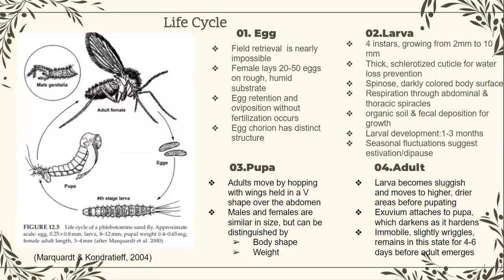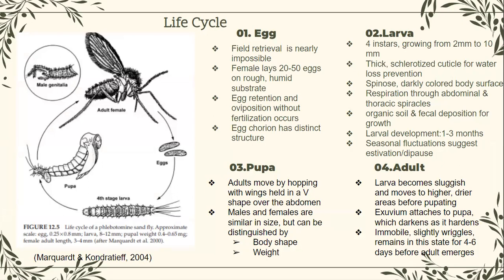So the life cycle of phlebotomine sandflies takes 6 weeks or more to complete. Adult females lay single eggs on crevice substrates, which hatch in about 4 to 10 days. The larvae go through 4 instars over 4 to 8 weeks, followed by a 4 to 6 day pupal stage. So the adults emerge, mate, feed on blood, and lay eggs, with females surviving long enough to potentially infect a second host.